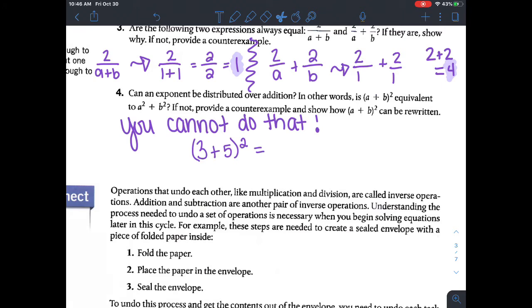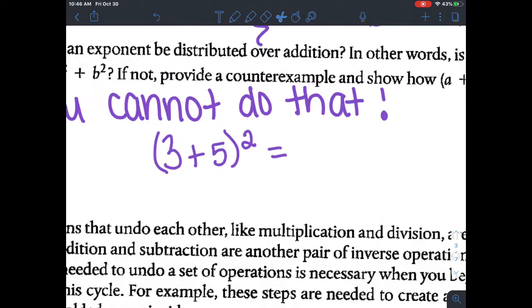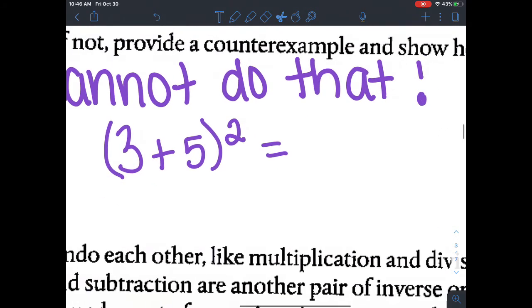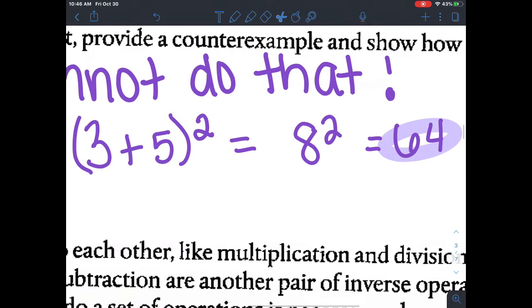So first and foremost, you can't do that. Don't ever attempt it. It does not work. And this is why. If I plugged in just random numbers for a and b, I'm going to use 3 and 5. So I've got 3 plus 5 squared. Let's just start with adding 3 and 5 together. I get 8. 8 squared is 64.